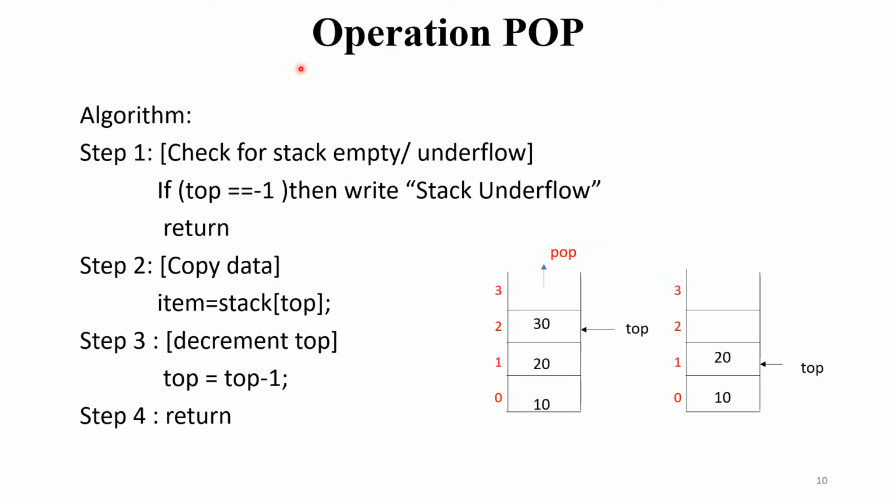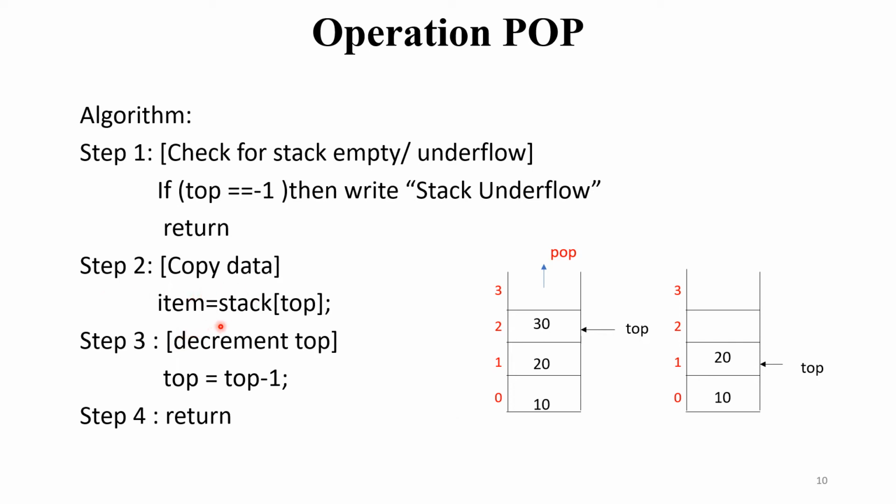Operation pop. Pop means delete data from the stack. The algorithm for the pop operation is: step 1, check for stack empty or underflow. If top is equal to minus 1, then write stack underflow and return. It means if the stack is empty and we want to perform the pop operation, then write stack is underflow. So in this diagram, top is equal to minus 1? This condition is false. That's why we jump to step 2, that is, copy data.